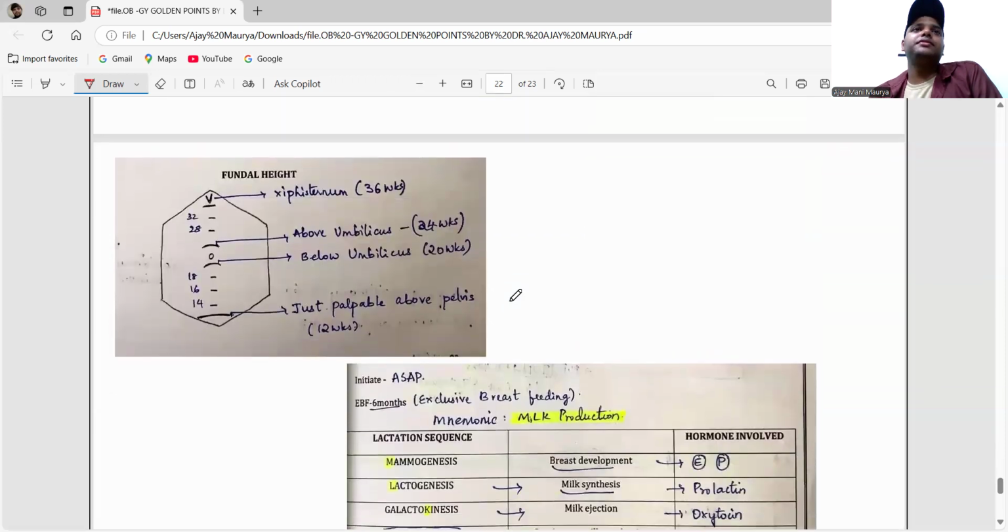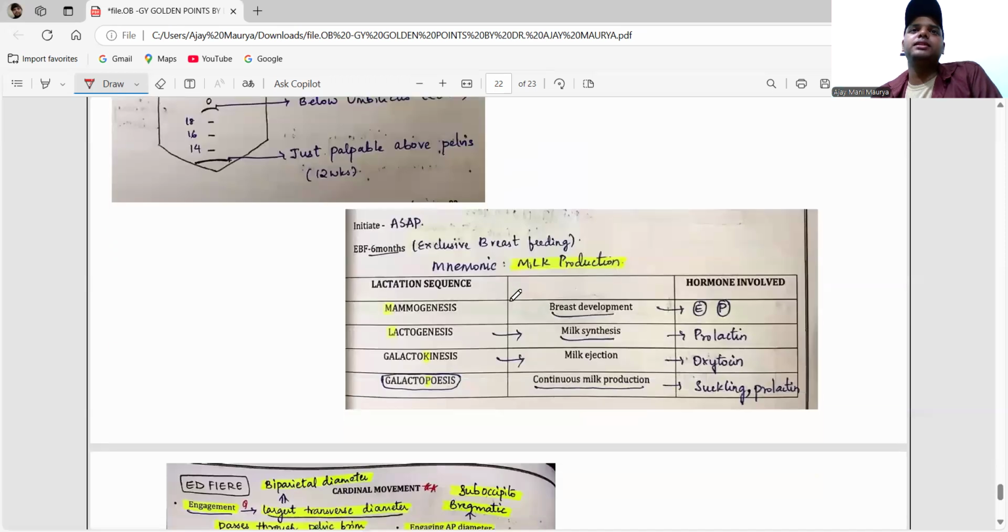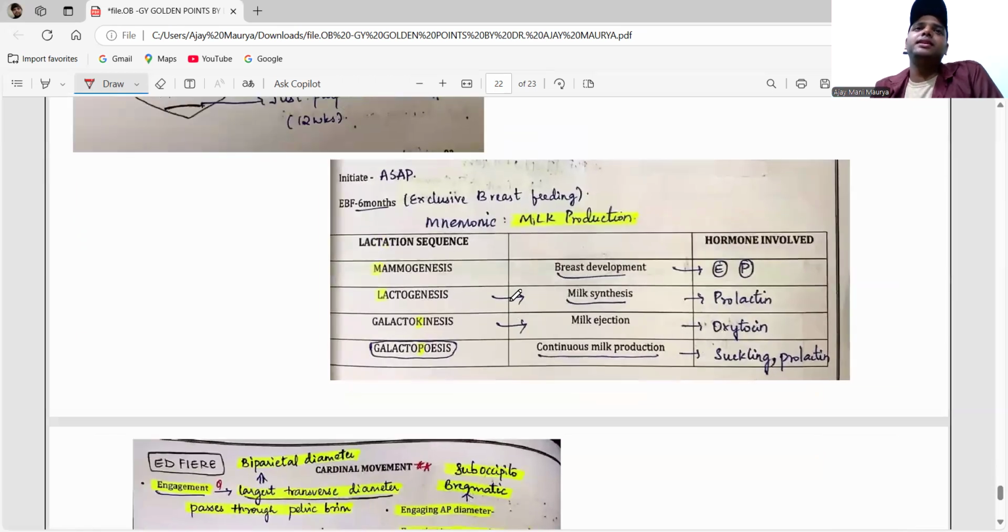Also, guys, see here this one, pubic height. I already discussed this one. This one, guys, remember the lactation sequence: mammogenesis, lactogenesis, lactokinesis, and galactopoiesis. Remember the sequence, guys, and what are the hormones involved.